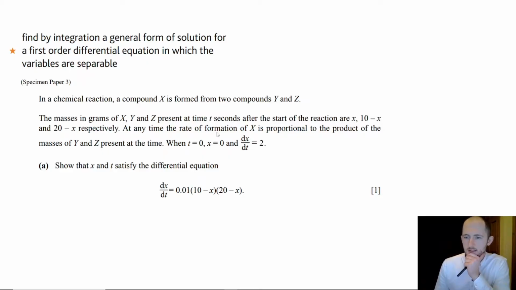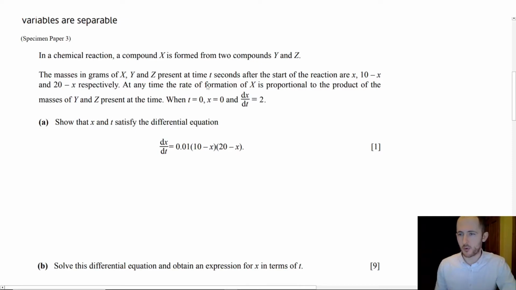At any time the rate of formation of X is proportional to the product of the masses of Y and Z. So if you have a look here, the rate of formation, so it's the rate of change of the mass of X with respect to time, which is where the dx by dt comes from, and it's proportional, so these two things multiplied together. And it says show that x and t satisfy the differential equation here. So a few different ways of doing it, but the best way is they tell us that it's proportional to the product of masses of Y and Z.